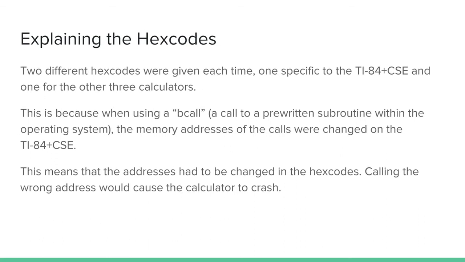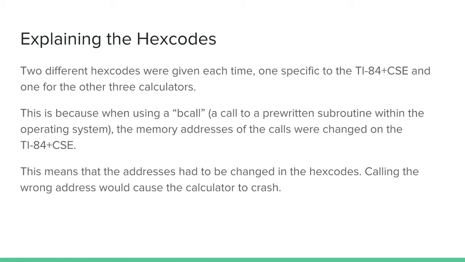So two different hex codes were given each time, one specific to the TI-84 Plus Color Silver Edition and one specific to the other three calculators. This is because when using a B call, a call to a pre-written subroutine within the operating system, the memory addresses of the calls were changed on the TI-84 Plus Color Silver Edition.